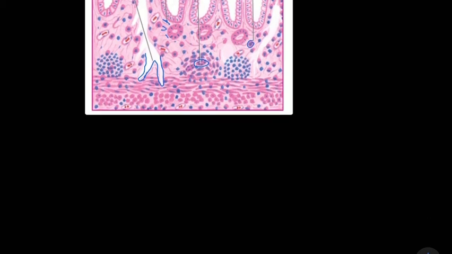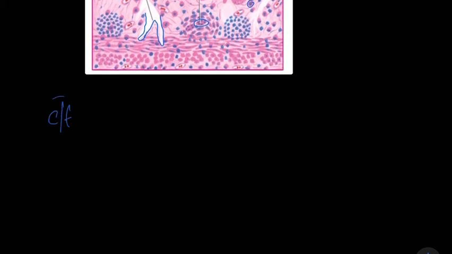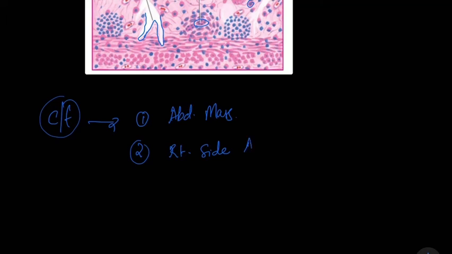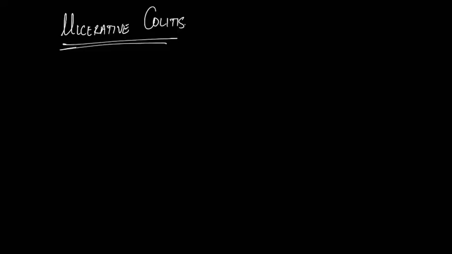Now let's study the clinical features for your Crohn's disease. What are the clinical features? We have two clinical features here. One is your abdominal mass, and second is your right side abdominal pain. Now we're done with your Crohn's disease. Let's jump to ulcerative colitis.